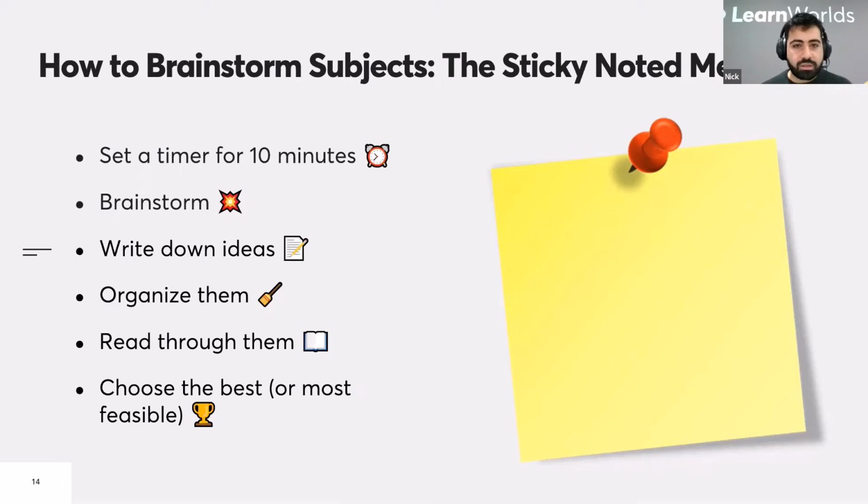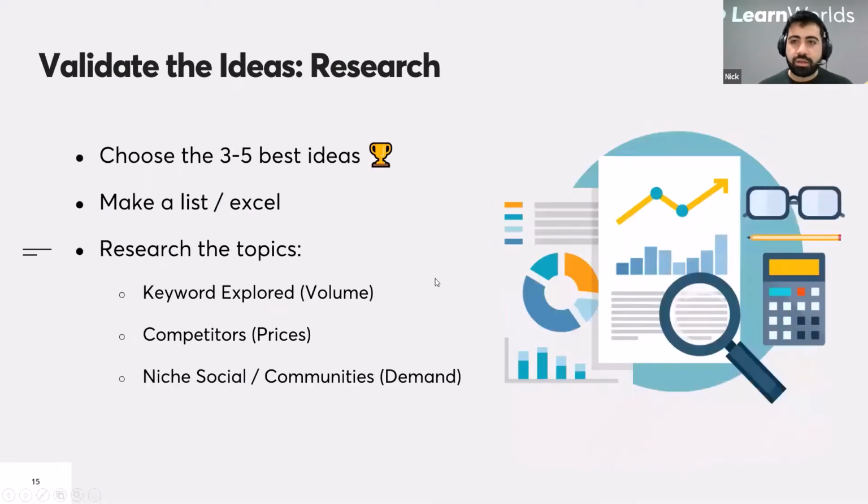So how to validate? Going to the next part, you need to filter out 3 to 5 ideas and choose what you believe at first is the best. There is no easy way to choose the best topics, but you need a few to go deeper into. You cannot have 50 topics to go through, but if you have between 3 or 5, you can start the research and see what's going on around.